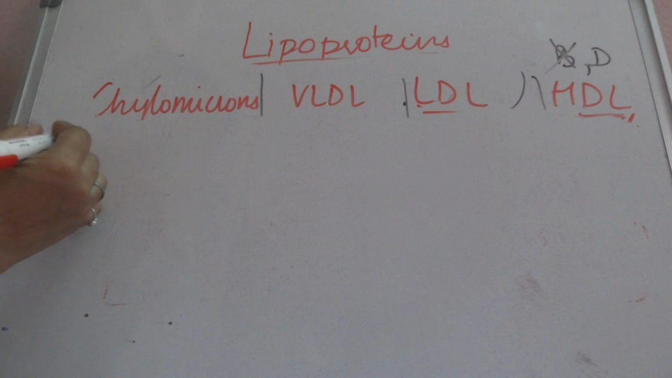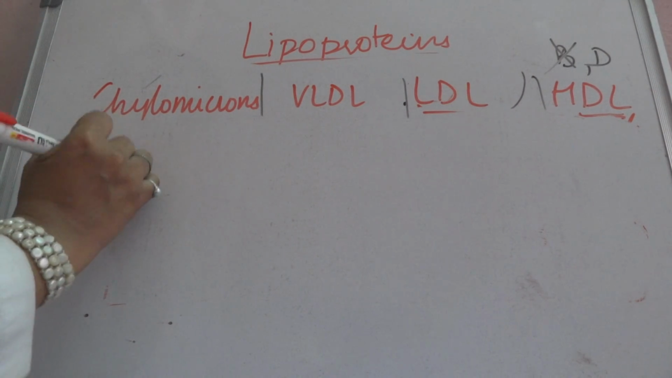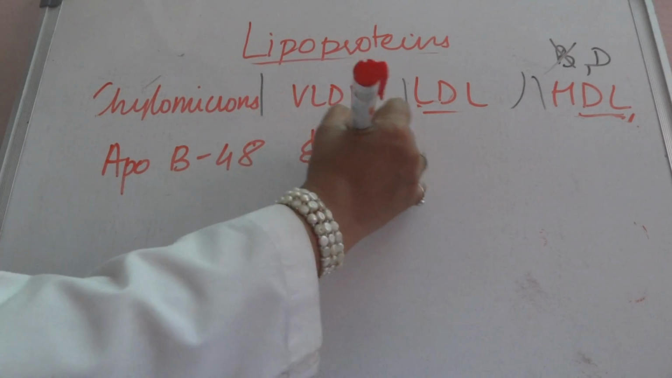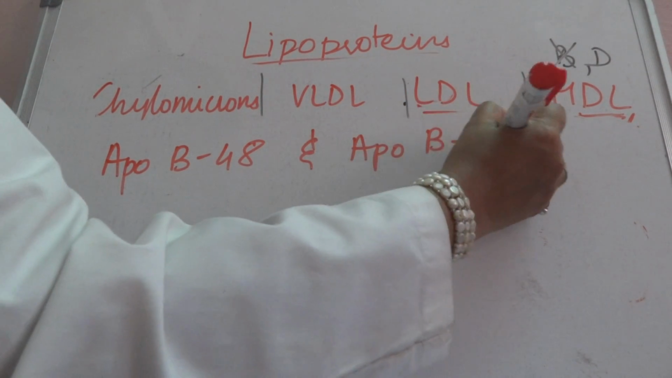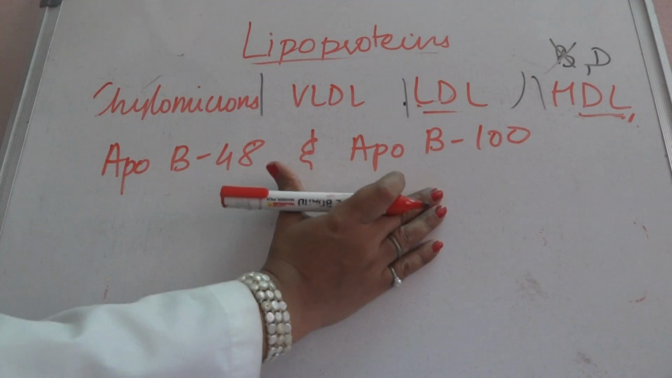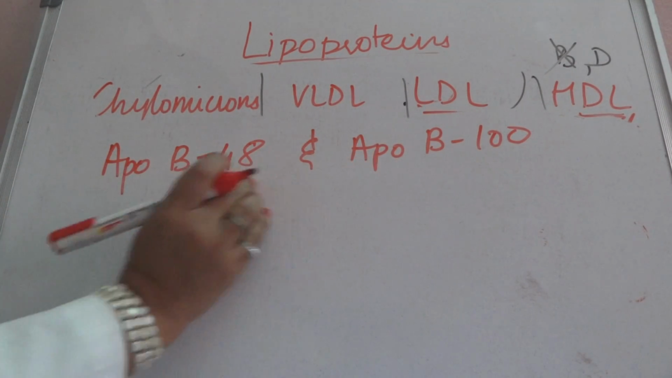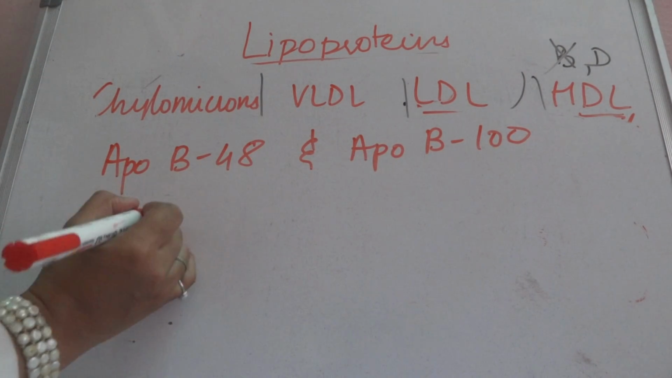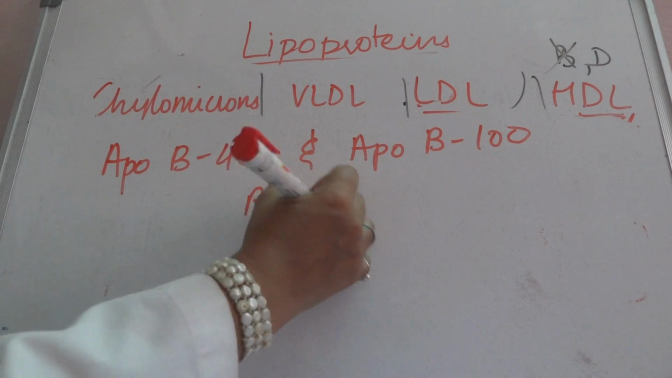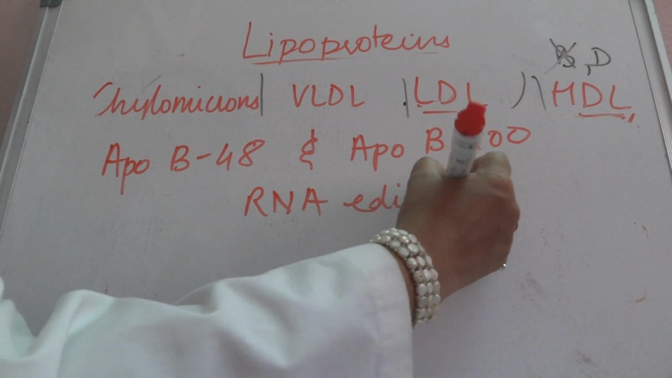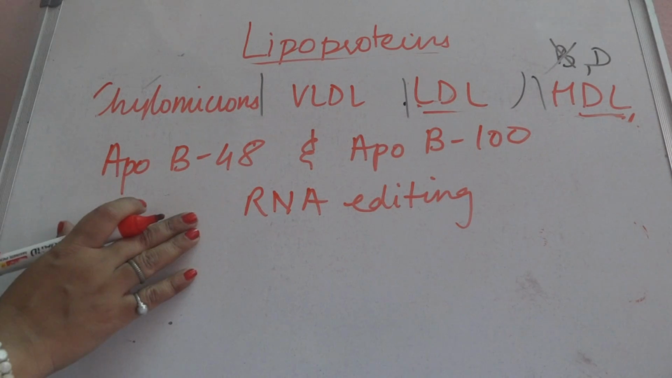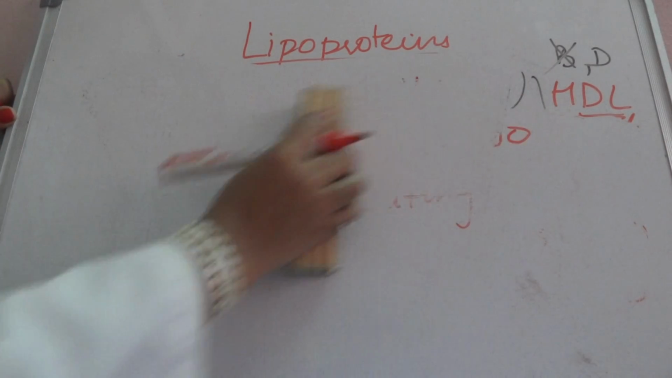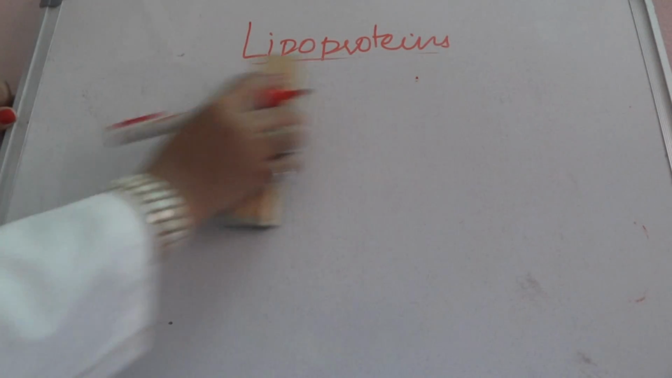This is an MCQ. Now one more important point is that apoB48 and apoB100 are the same, but there is a little bit of difference between 48 and 100, and this difference is due to RNA editing. Now we have done what lipoproteins are, how lipoproteins are formed, and what the functions of lipoproteins are.